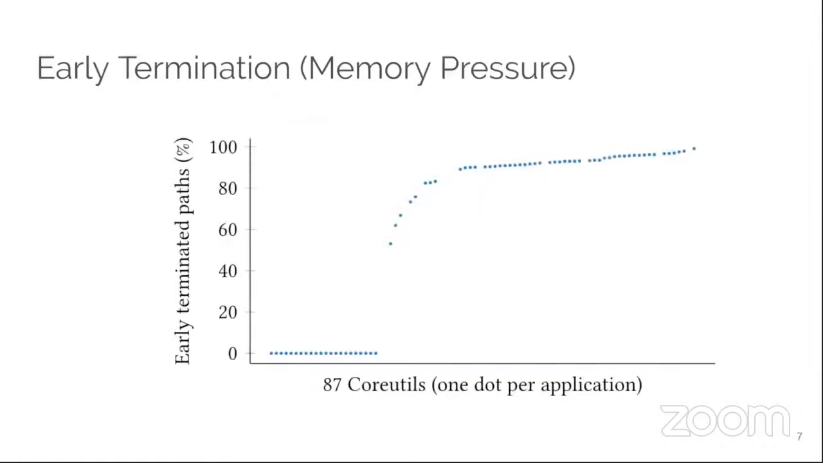To quantify these terminations, we conducted a small experiment. We ran 87 Coreutils for 2 hours max with the KLEE symbolic execution engine and its default memory limit of 2 GB. Don't worry, we also ran with 10 GB with almost the same results. In this experiment, we counted all the paths that were terminated early due to memory pressure. The result is shown in the graph. Every dot is a different application and the y-axis shows the amount of paths that got terminated early. You can see that for most applications more than 60% or even 80% of paths were interrupted. And currently there's no mechanism to recover and continue such paths.